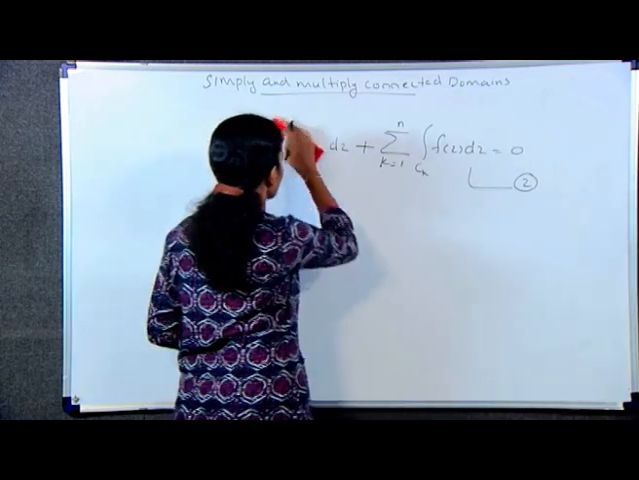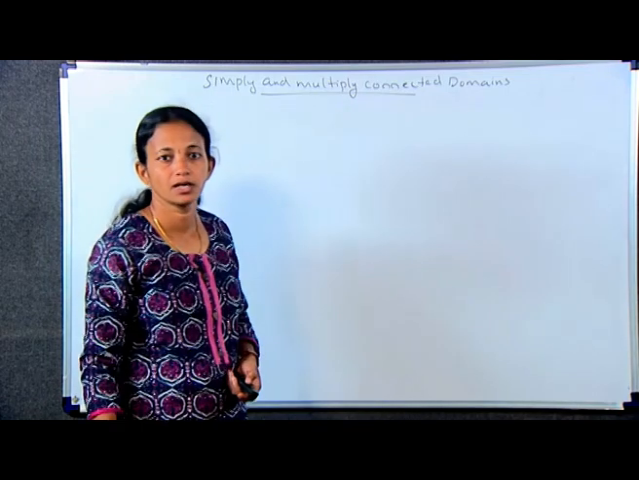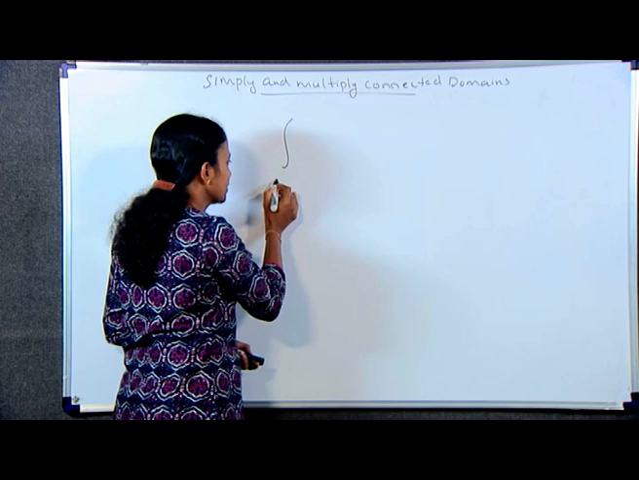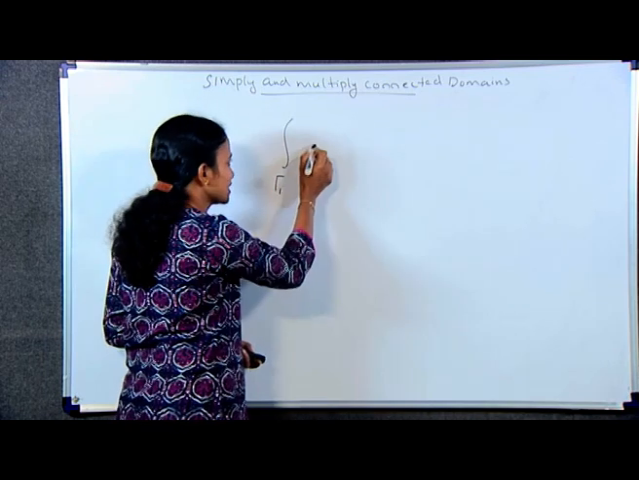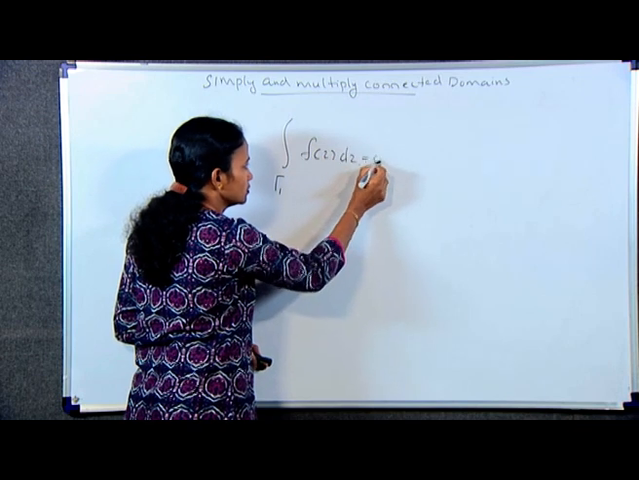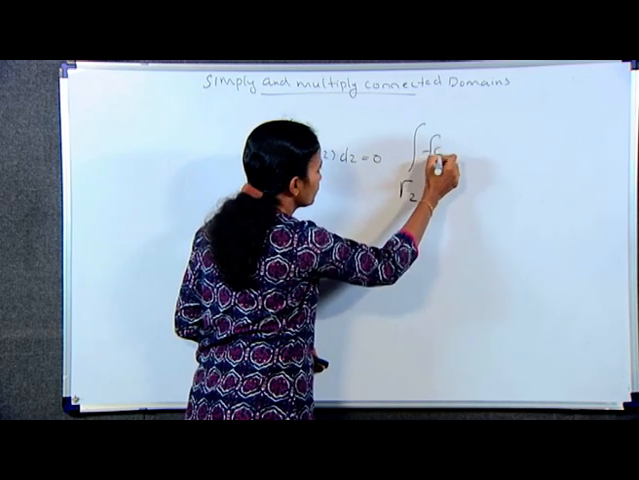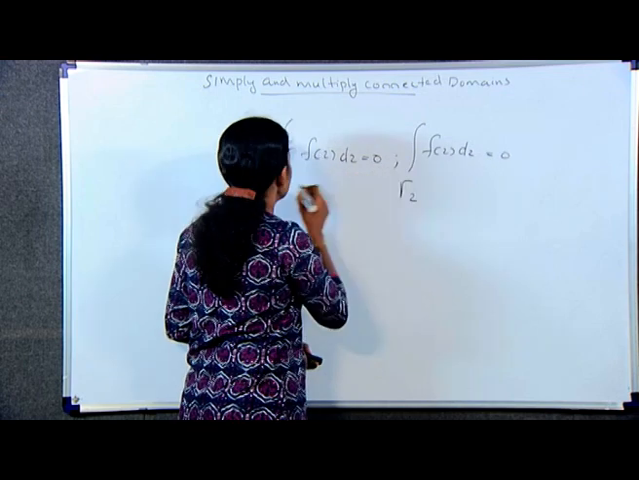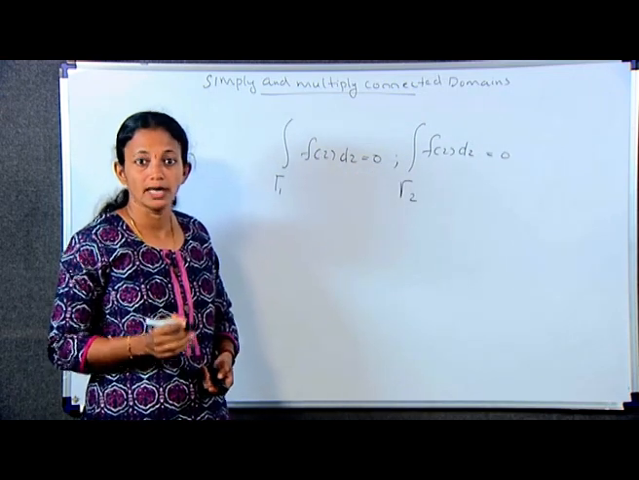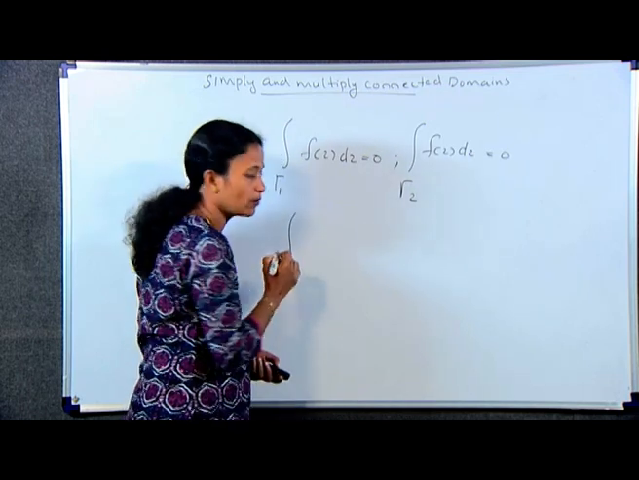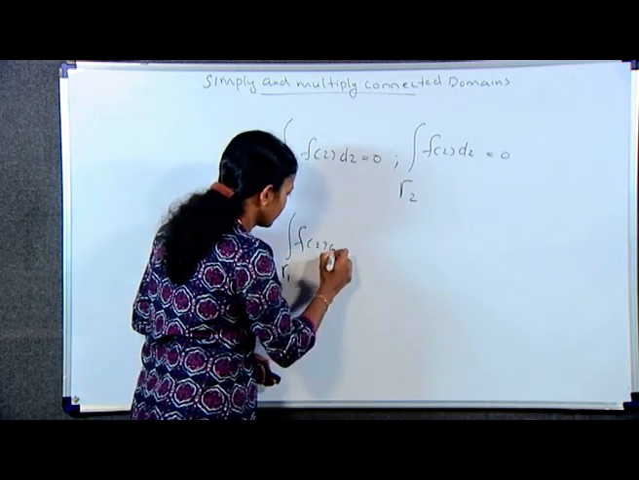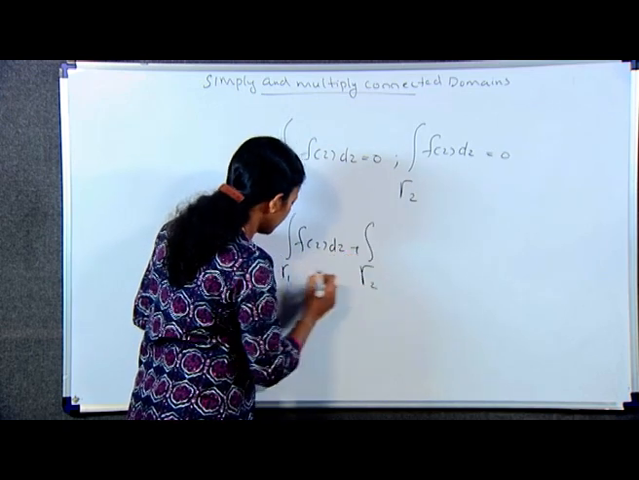Hence, by applying the theorem, the integral over gamma 1 of f(z) dz is equal to 0 and the integral over gamma 2 of f(z) dz is equal to 0. And also the integral over gamma 1 of f(z) dz plus the integral over gamma 2 of f(z) dz is equal to 0. Equation number 3.